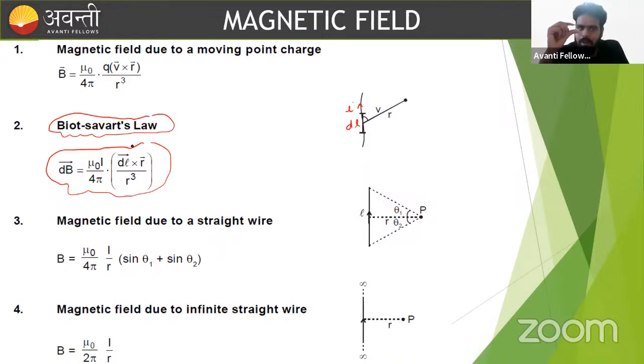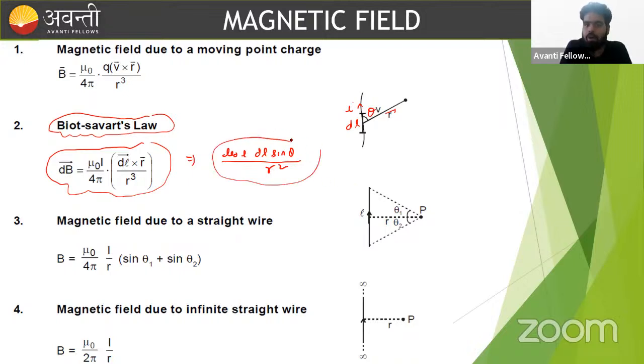Sometimes in the problem it is asked what is the magnitude form of the Biot-Savart law. Because we already know that whenever a vector quantity comes, we decide the direction by using the right hand thumb rule or right hand palm rule. And when we want to describe the magnitude, we can write down mu naught I dl sine theta divided by r square, where theta is the angle between the position vector and the dl vector. This is very, very important, beta. This is the magnitude form of the Biot-Savart law.